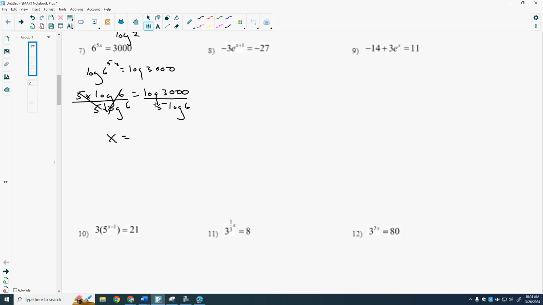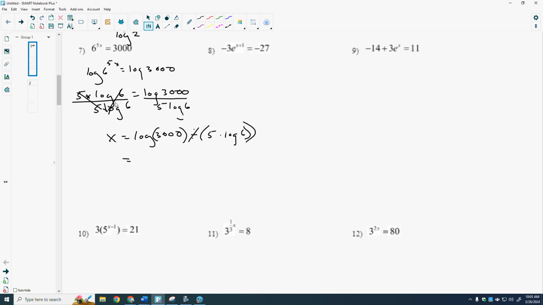When you type this into the calculator, you're going to go log of 3,000. It's going to put a parenthesis here. You need to close it, divided by, and it'll give you a divided by, parentheses 5 times the log of 6. That will give you the right answer. Or go to the log of 3,000 divided by 5 equals divided by the log of 6.